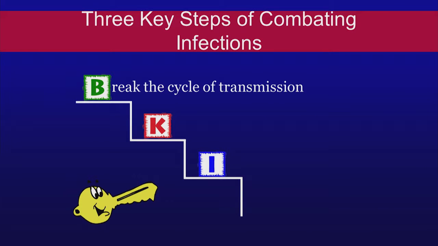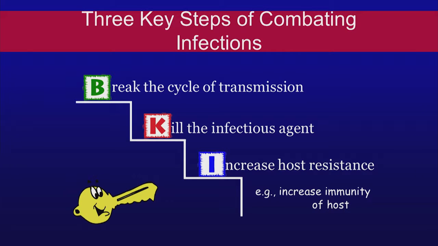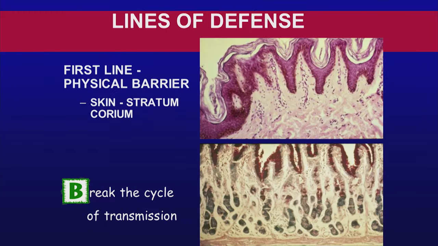eliminates for us. Now there are three key steps in combating infection. One is break the cycle of transmission. One is kill the infective agents. Why do we use disinfectants? And the other one is increase the host resistance. That's why we're immunized. We get shots to immunize, and if you went to a foreign country, you'd have to be immunized against more bugs, pathogens than we have in this country.